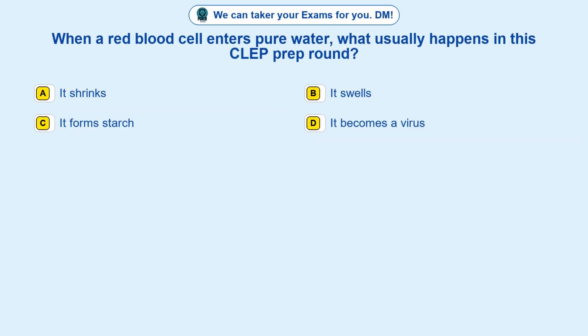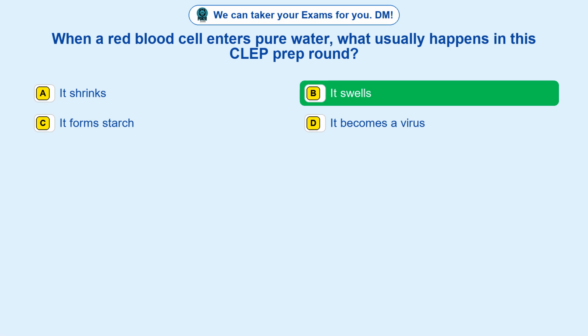Question 8. When a red blood cell enters pure water, what usually happens in the CLEP prep round? Option A, it shrinks. Option B, it swells. Option C, it forms starch. Option D, it becomes a virus. The correct answer is option B.